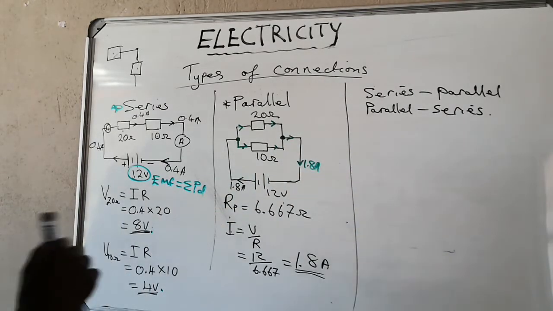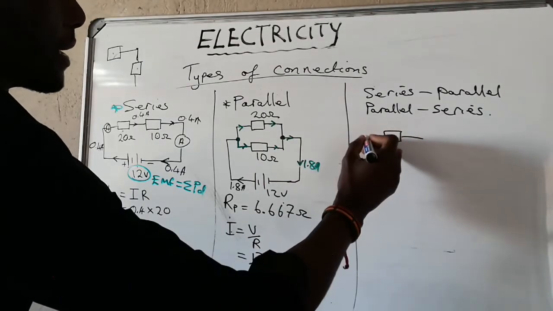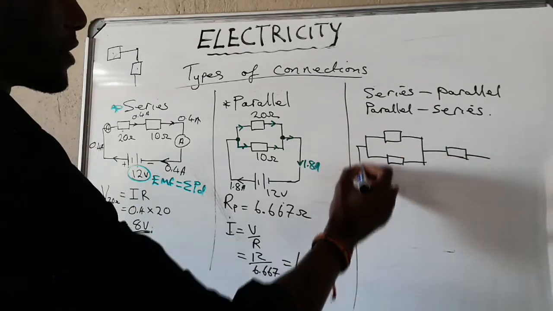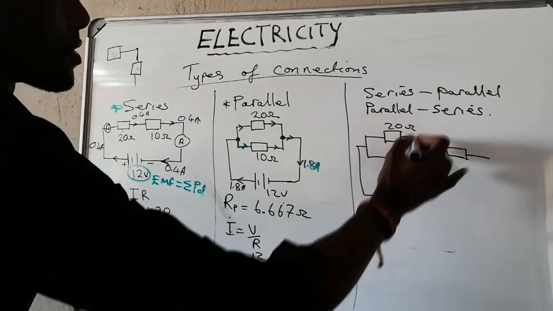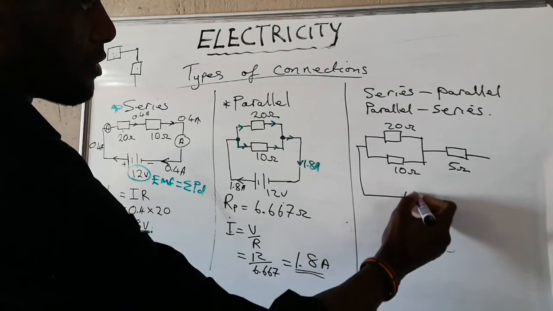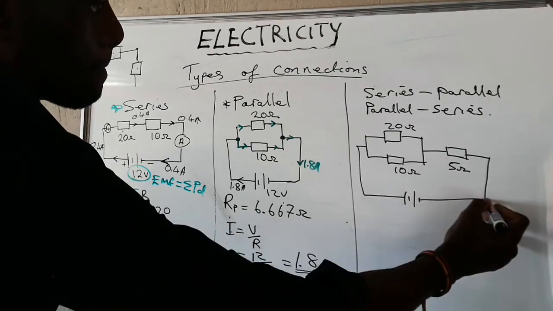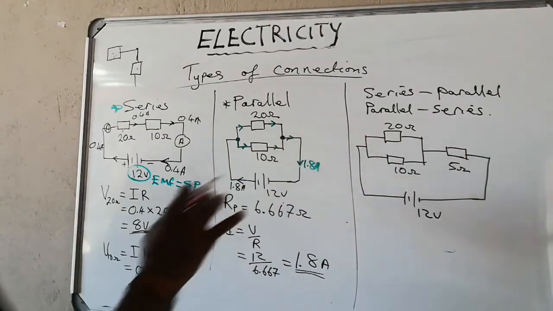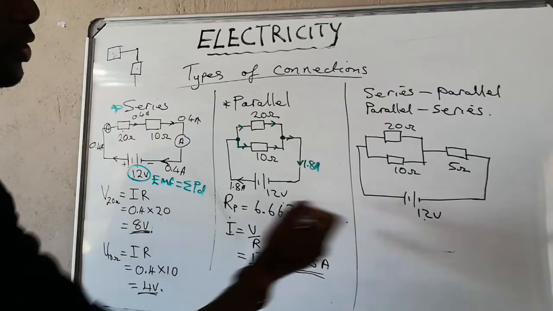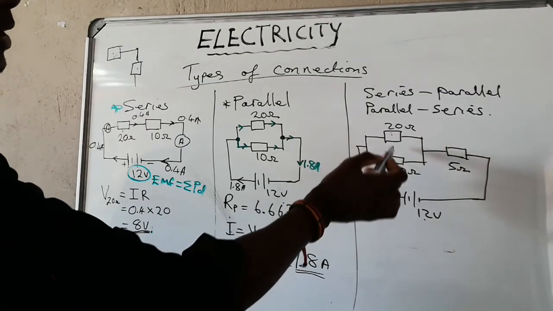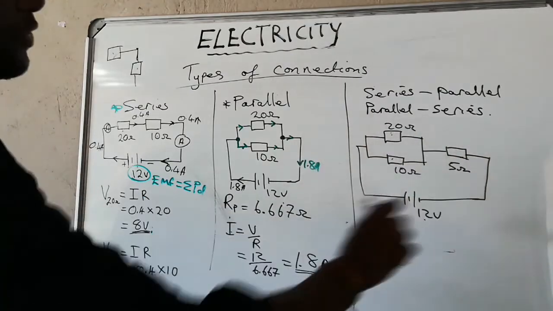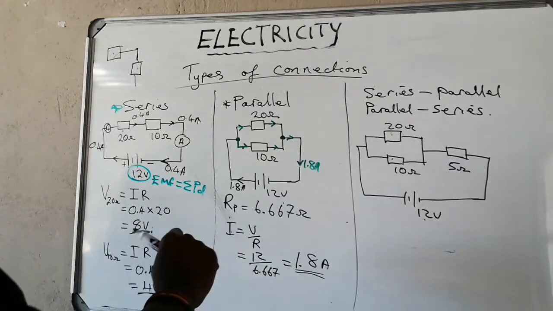However, let me also emphasize this. If our circuit was like this, okay, so now these are 3 resistors. I'll say 20 ohms, 10 ohms, I'll give 5 ohms there, and then we have our 12 volts. Okay, in this case, these two have a voltage that is the same, but it is not this 12 volts because they are not the only components in this circuit. There is also this 5 ohms. So we'll deal with these ones at a later stage.